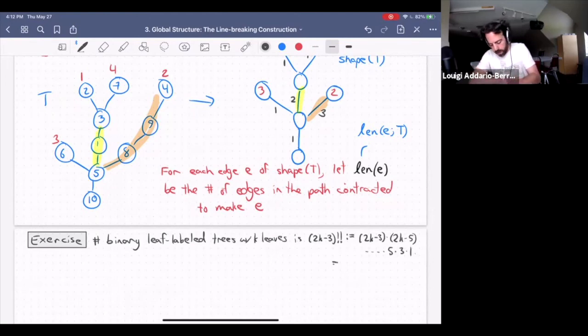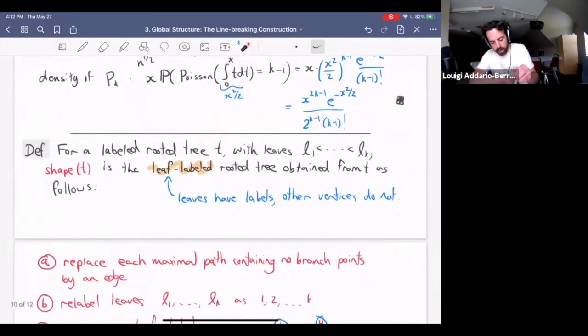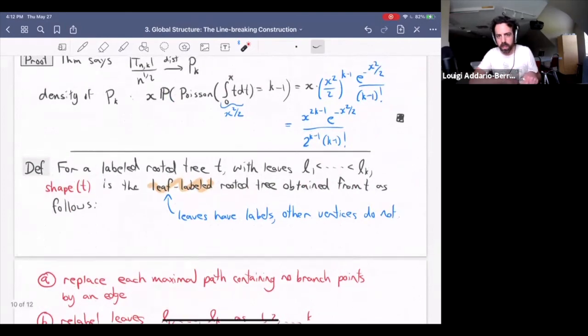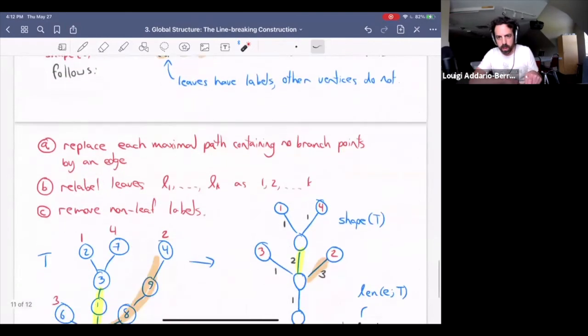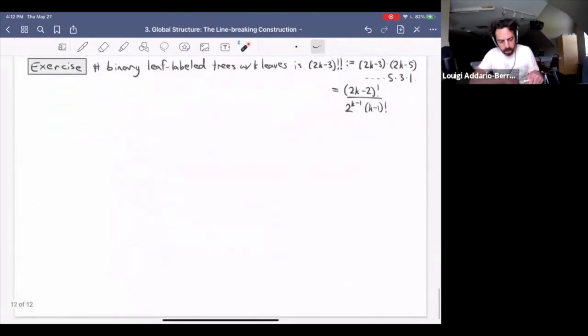Another way of writing that is 2k minus 2 factorial over 2 to the k minus 1 times k minus 1 factorial, because this denominator precisely cancels out all of the even terms on the top. And this form is suggestive, given that we just saw a 2 to the k minus 1 factorial show up in our expression for the density of T and K. So that's maybe worth mentioning.